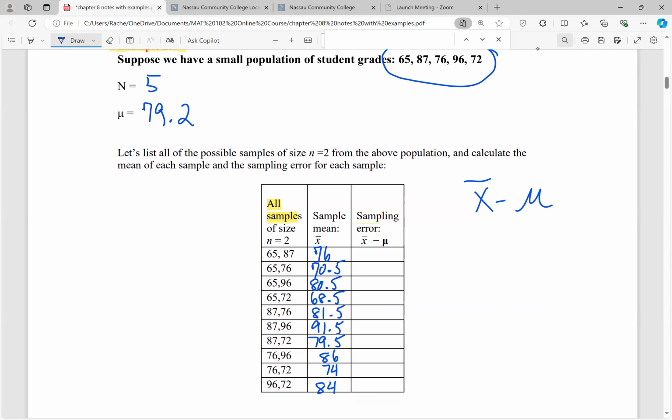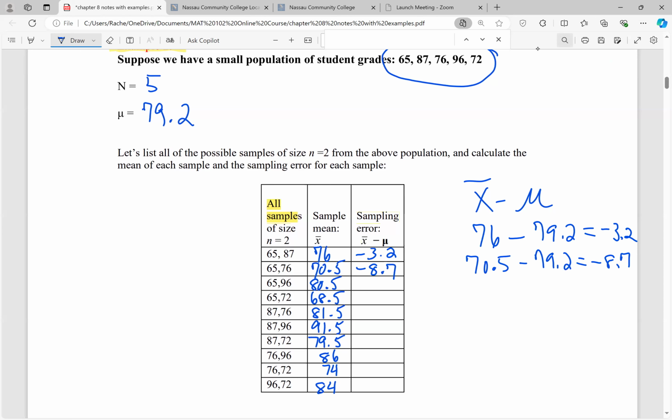So for my first one, it's going to be 76, and we have to minus the mean of 79.2, and we get negative 3.2. So that would be my sampling error. For the next one, we would have 70.5 minus 79.2, and we would get a greater sampling error. That difference is negative 8.7.